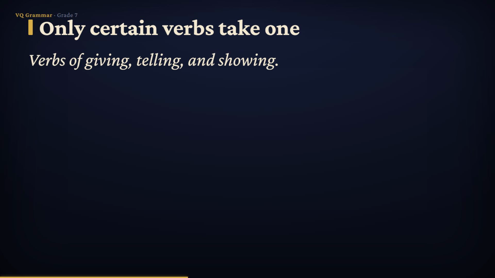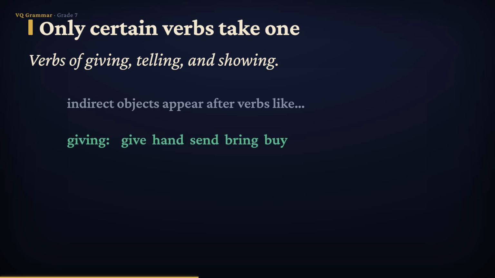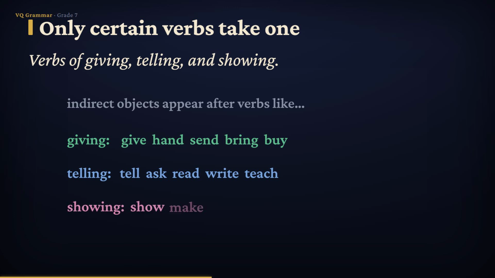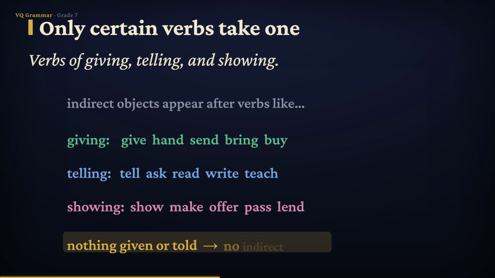One more thing you should know. Not every verb can take an indirect object. They show up with verbs that involve giving, telling, or showing something to someone. Verbs of giving, like give, hand, send, bring, and buy. Verbs of telling, like tell, ask, read, write, and teach. And verbs of showing, like show, make, offer, pass, and lend. If nothing is being given, told, or shown to anyone, then the sentence simply has no indirect object.